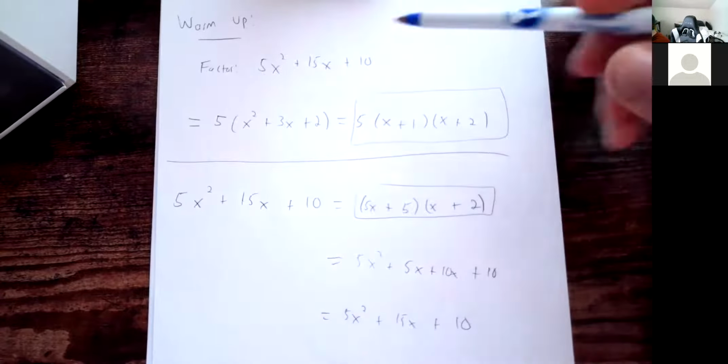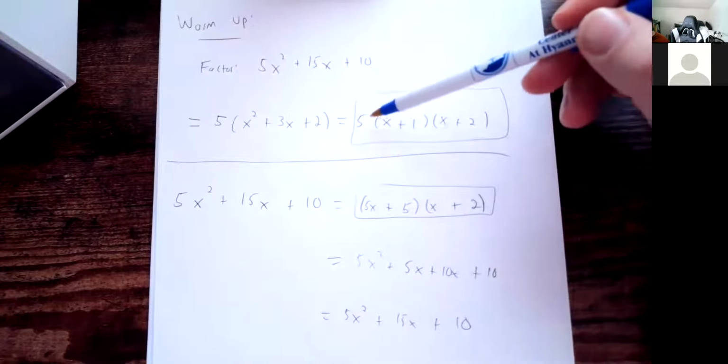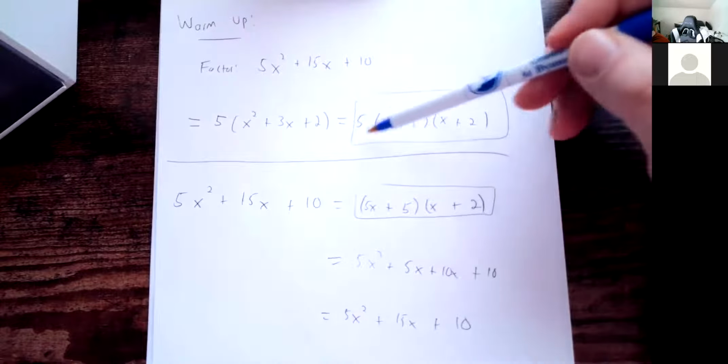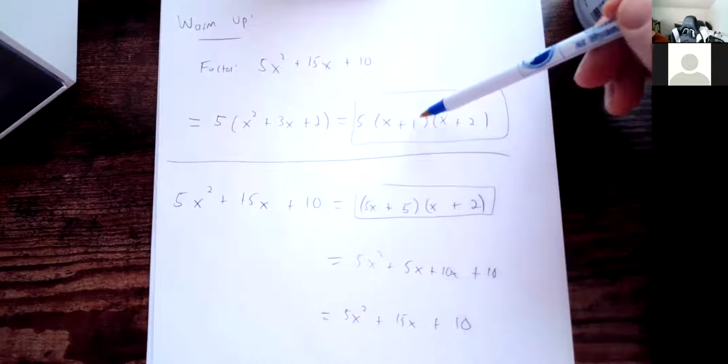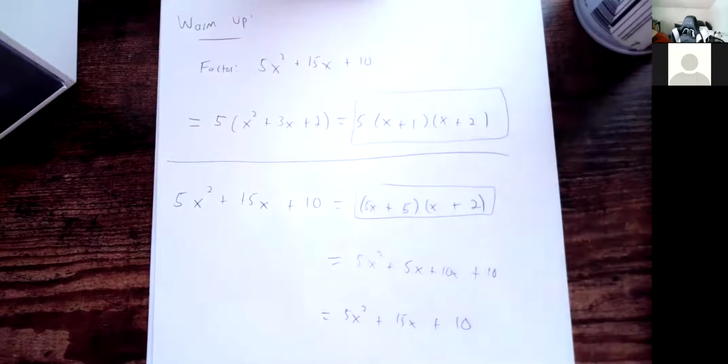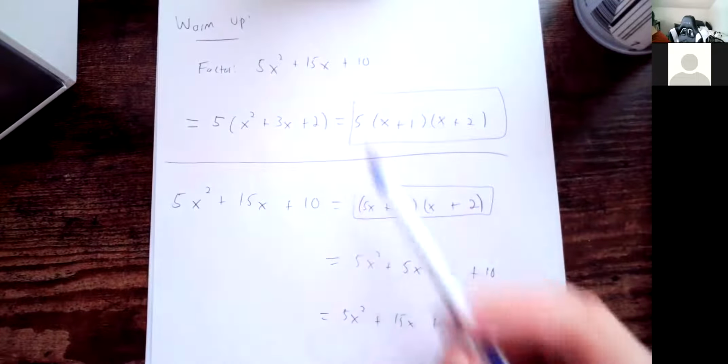And how are they related? Well, if you take 5 times and distribute it to the x plus 1, you'll get 5x plus 5 times x plus 2. And that's what you've got here. So it's like magic that works out.